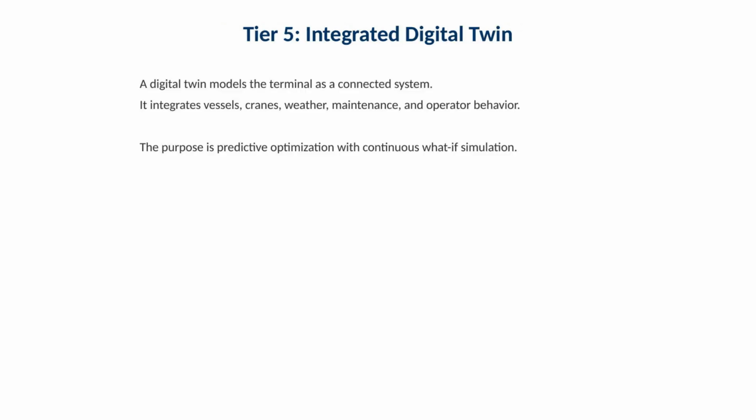Tier 5 uses a digital twin to integrate Quay Crane Assignment into a full system view. The digital twin continuously simulates the terminal, linking vessels, cranes, weather, maintenance, and operator behavior. This changes the decision style from reactive to proactive. You can predict bottlenecks before they happen and adjust crane assignments in near real time.